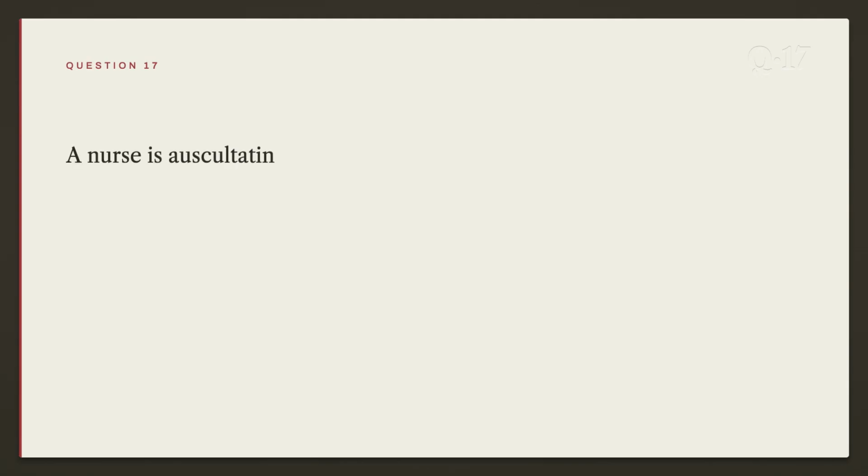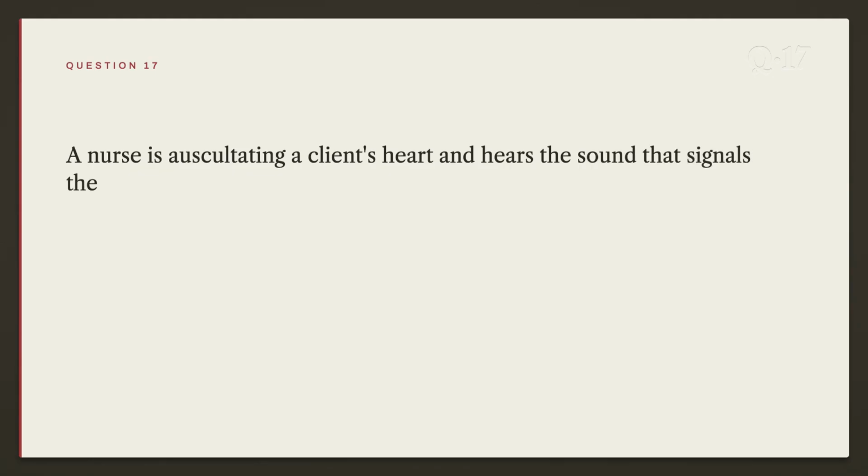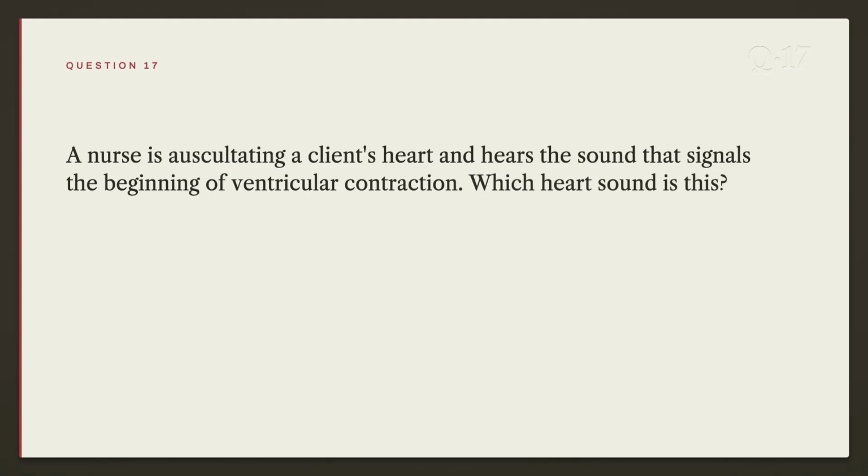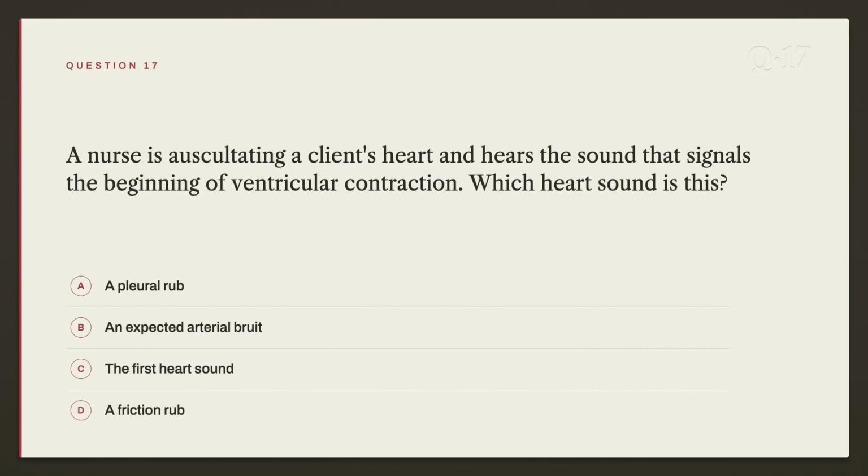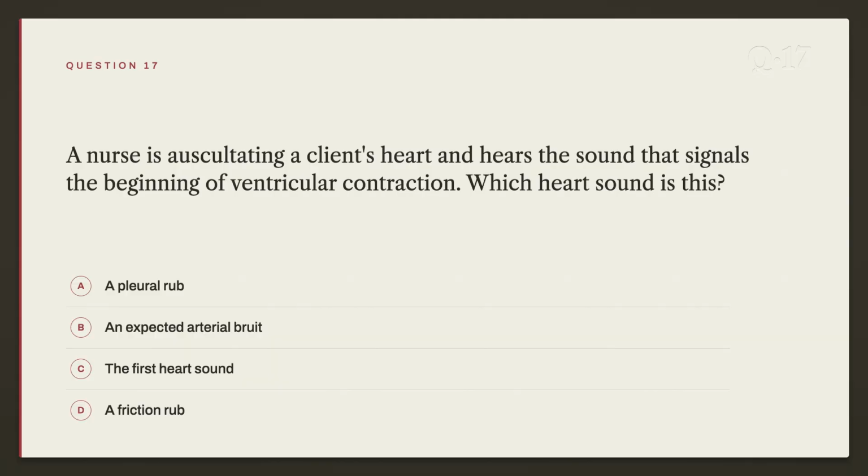Question 17. A nurse is auscultating a client's heart and hears the sound that signals the beginning of ventricular contraction. Which heart sound is this? Your options are A, a pleural rub, B, an expected arterial bruit, C, the first heart sound, D, a friction rub. Which one is it? Pause the video if you need more time.